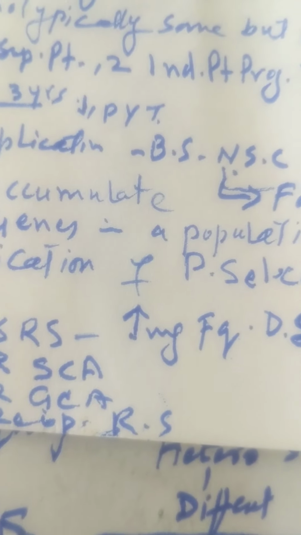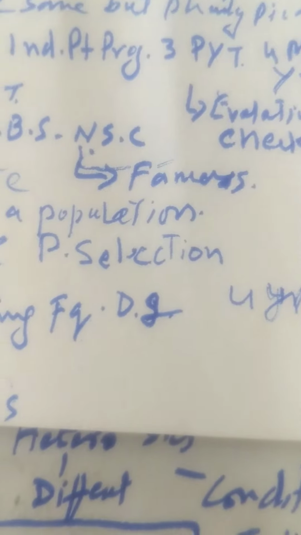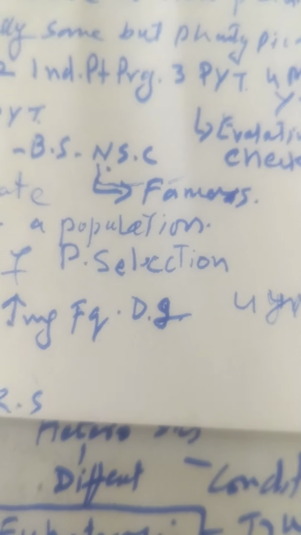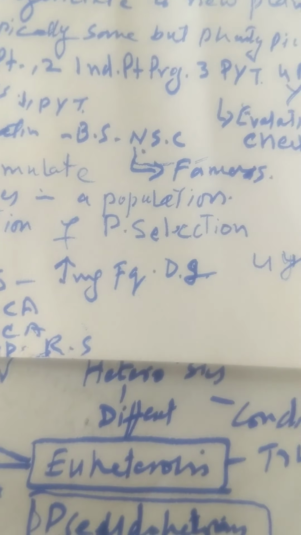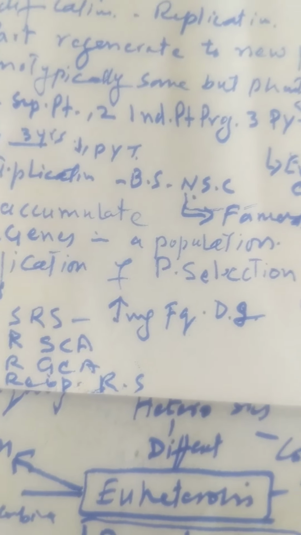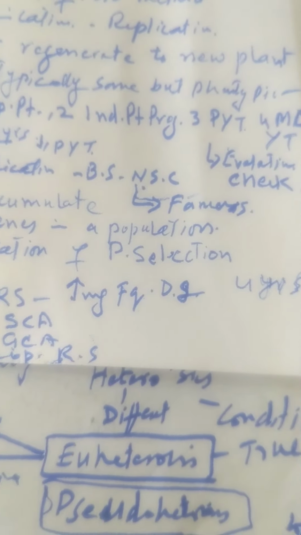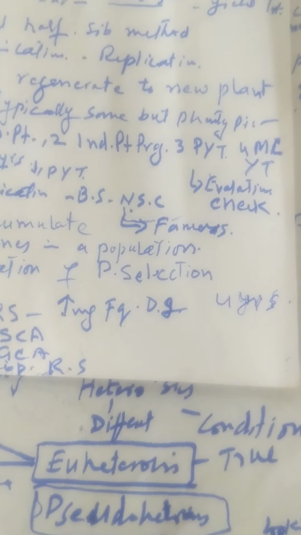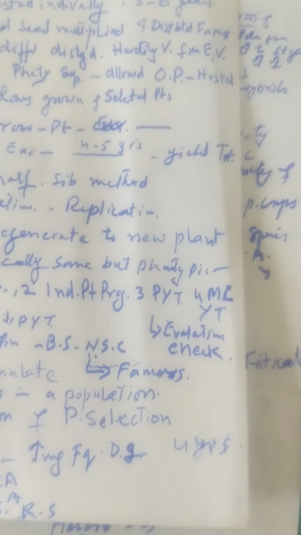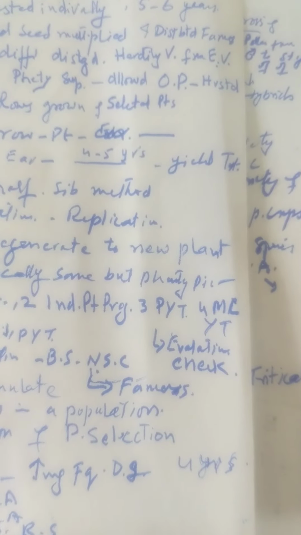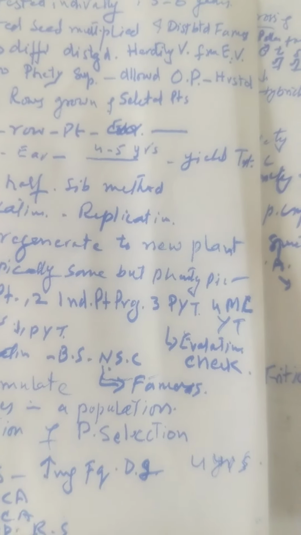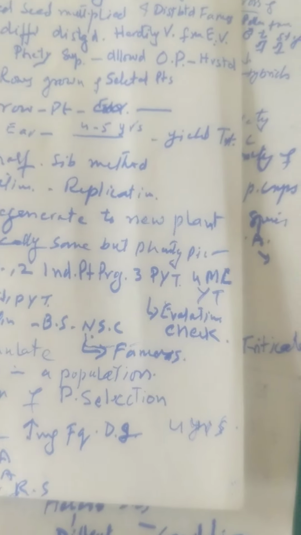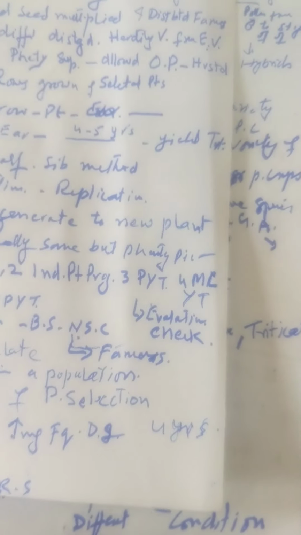Next is recurrent selection. Recurrent selection is the accumulation of desirable genes in a population. There is multiplication of the selected seeds of the parents. The types are simple recurrent selection, recurrent selection for specific combining ability, and recurrent selection for general combining ability.